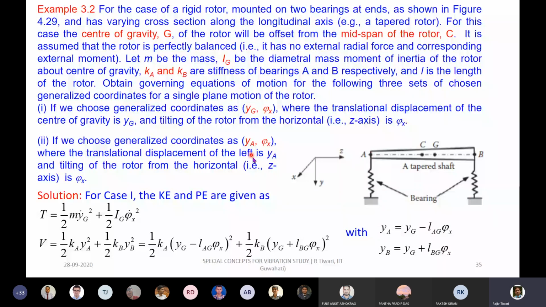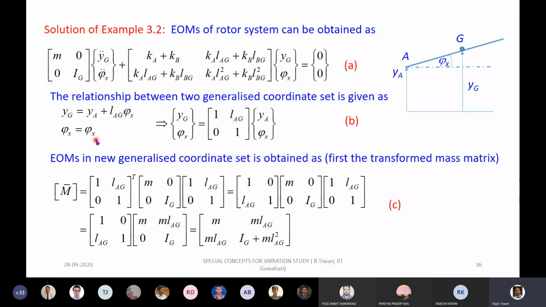If this is the new coordinate system, we can relate these two coordinate systems with the previous coordinate system. The same figure can be used. Yg is nothing but Ya plus Lag Phi x. So Yg is nothing but Ya plus this amount, and the angle is the same. This is the same equation as we used earlier. So the left hand side coordinates are Q1 and Q2, and the right hand side are eta1 and eta2.